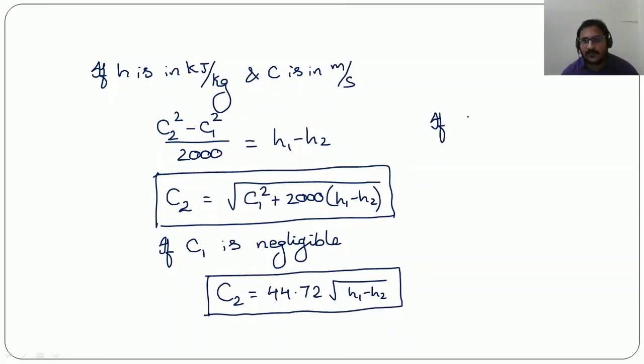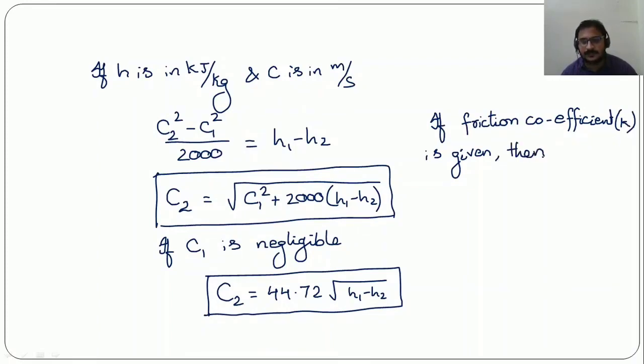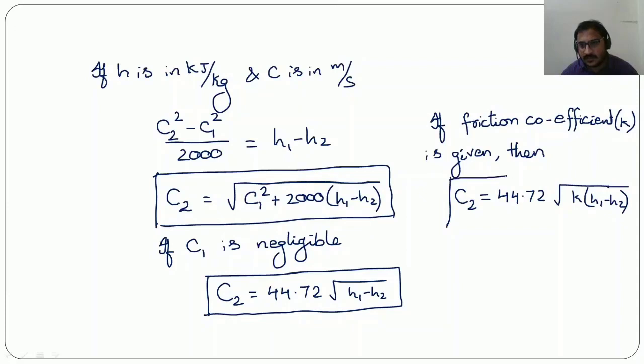Suppose if friction coefficient is given for the nozzle, friction coefficient K is given in the nozzle, then here C2 will be equal to 44.72 under root of K into h1 minus h2. So this is the expression that we need to consider for the nozzle.